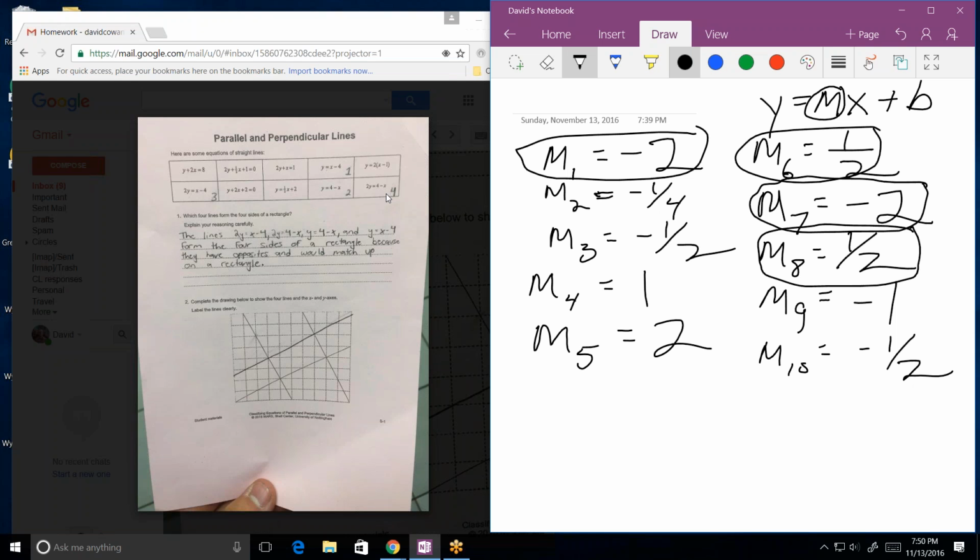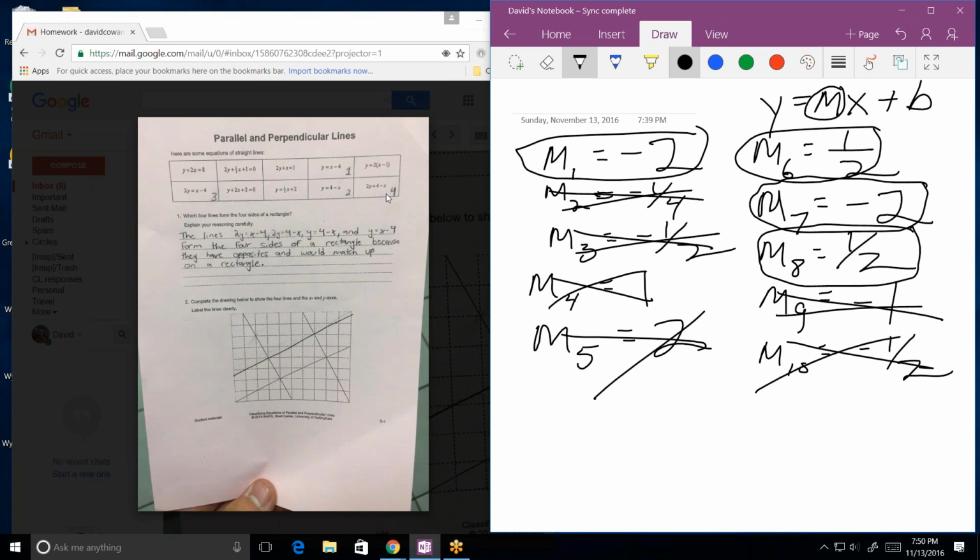I believe the four that I've circled are the only combinations that work. This one, there's no other 1/4. This one, there's another negative 1/2, but there's only one positive 2, and I would need two positive 2s. There's only one 1, so that can't be an answer. There's only one negative 1, that can't be an answer. And I've ruled out this because there's only one positive 2. So the only four left are the four that I've circled. And they do indeed make a rectangle.